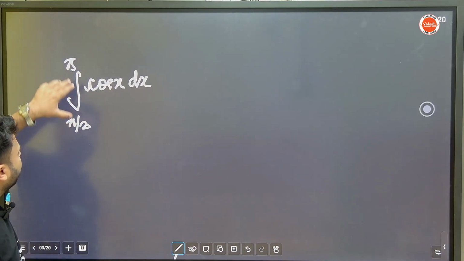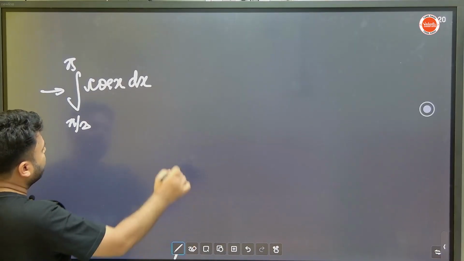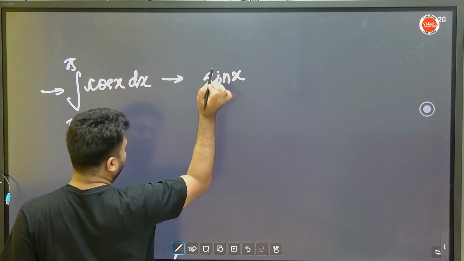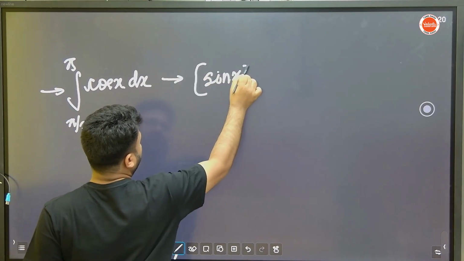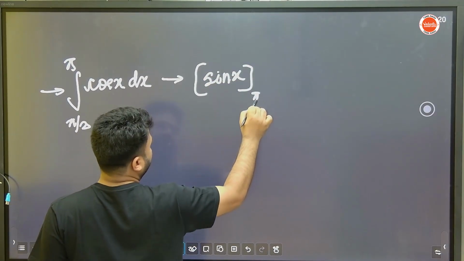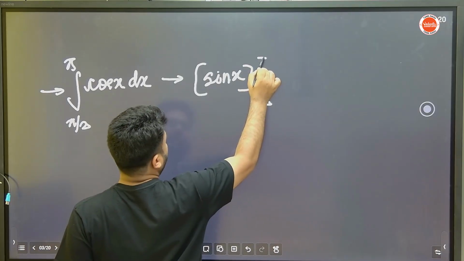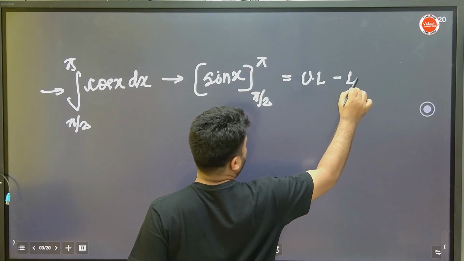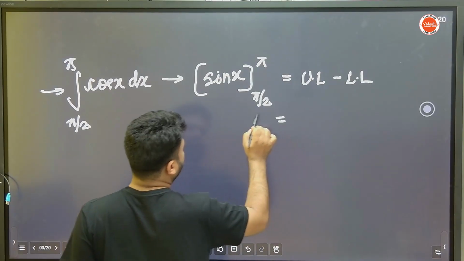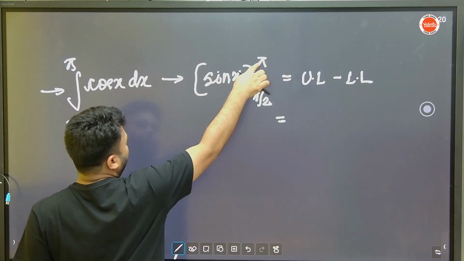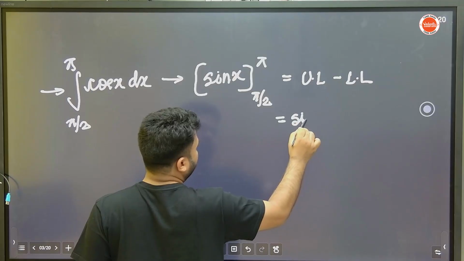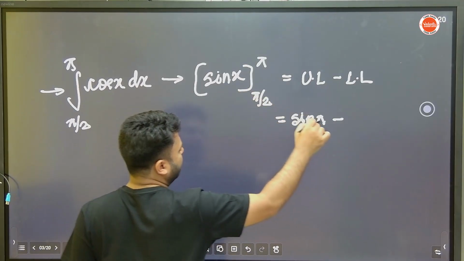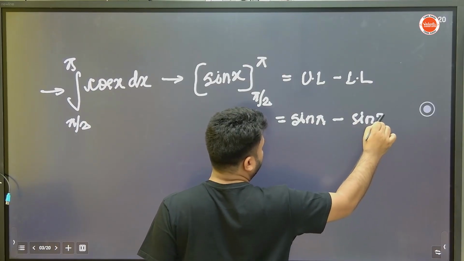Don't get worried by looking at this. What do you know about integration of cos x? Integration of cos x is what? Sin x. This is our answer. Now you put the limits. Lower limit is pi by 2. Upper limit is pi. Now what you have to do? Upper limit minus lower limit. So upper limit means in place of x you put pi. So sine of pi minus lower limit, in place of x you put pi by 2, sine of pi by 2.